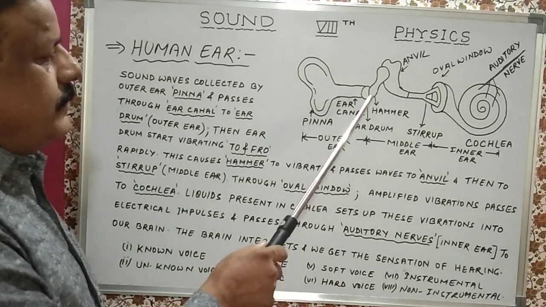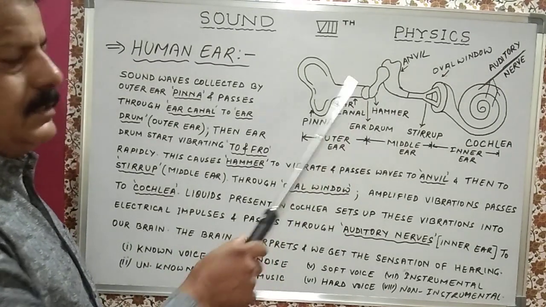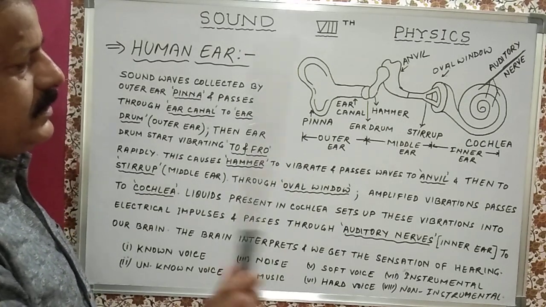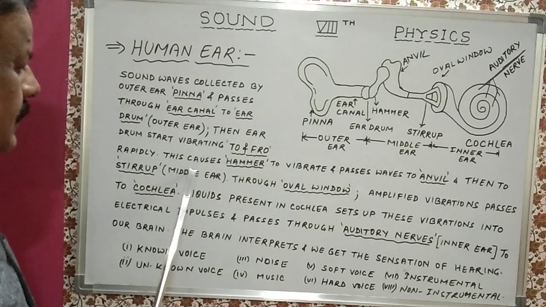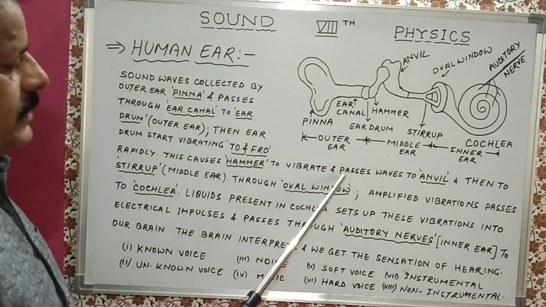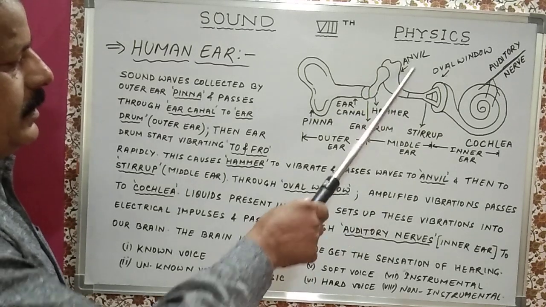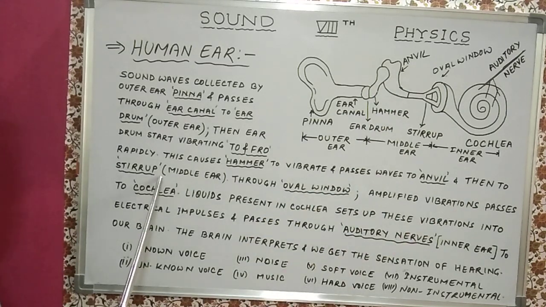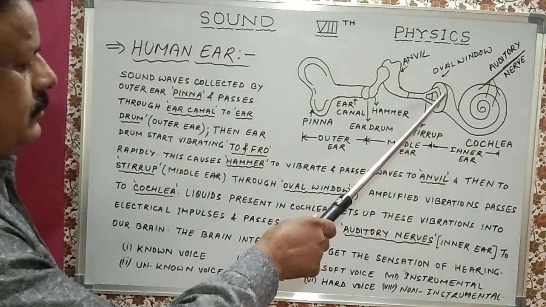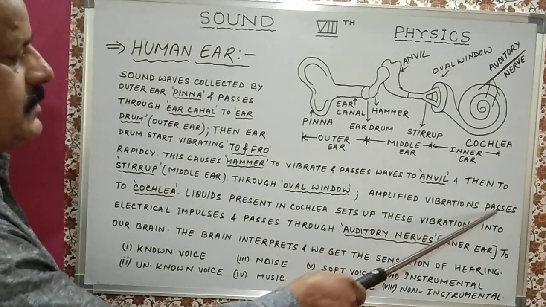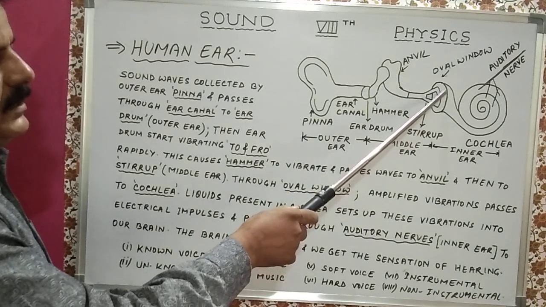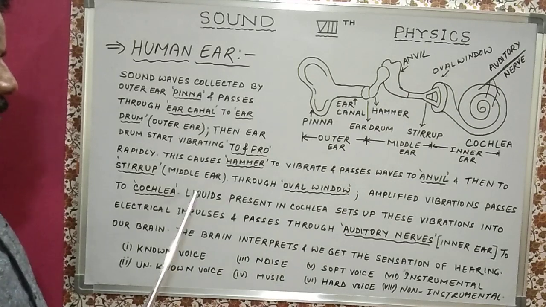So when sound reaches the eardrum, it vibrates to and fro, and it touches the hammer. This causes the hammer to vibrate. It passes the waves to the anvil and then to the stirrup in the middle ear. Through the oval window, the amplified vibrations pass to the cochlea.